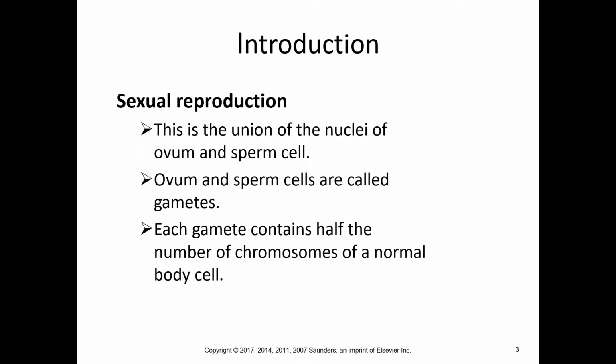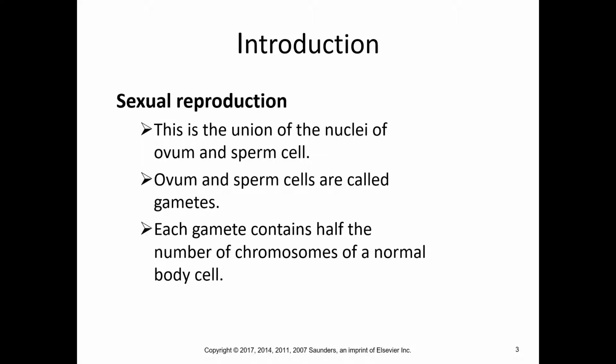So, quick introduction to this. Sexual reproduction is the union of the nuclei of ovum and sperm cells. Each ovum and spermatozoon carries 23 chromosomes. When they combine their genetic information, those 23 chromosomes each make 46 chromosomes, 23 pairs, and those begin dividing and building a zygote, which will end up turning into a small little baby. So that's sexual reproduction. It's the union of the nuclei of an ovum and sperm cell.